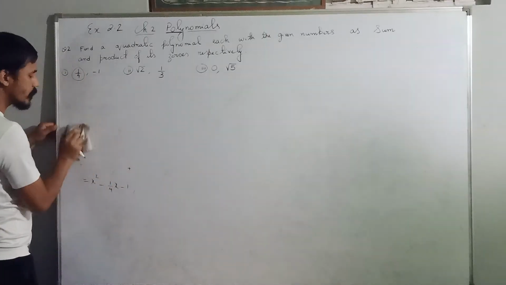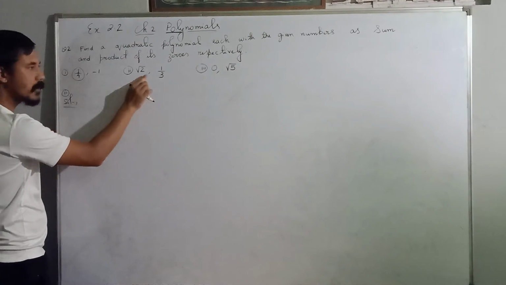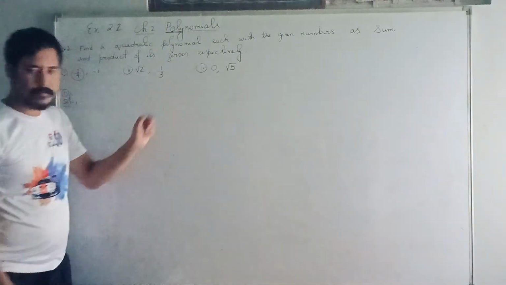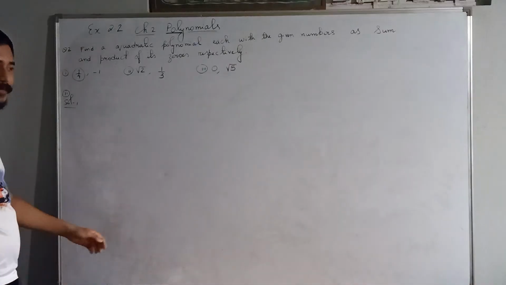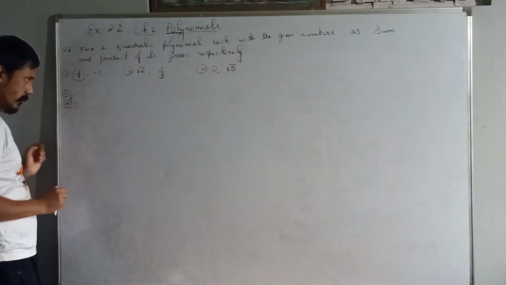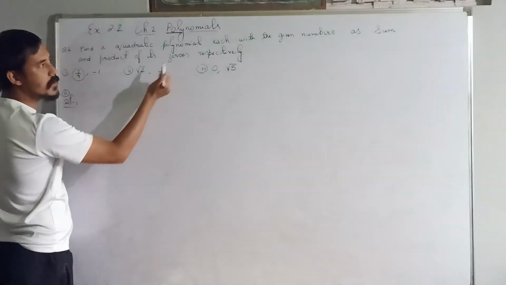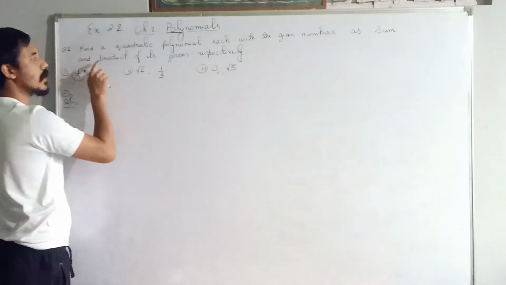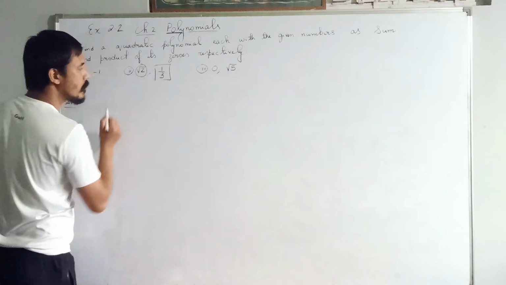So let's try out Roman 2. What are the given numbers here? I'm so sorry, there was some technical difficulty. So we just start up with this Roman 2. These are the given numbers. They have clearly mentioned the given numbers as the sum and product of zeros. So the first given number is your sum, and the second given number is your product.